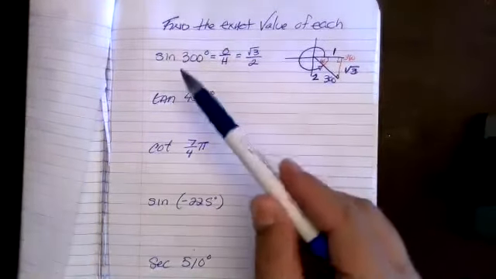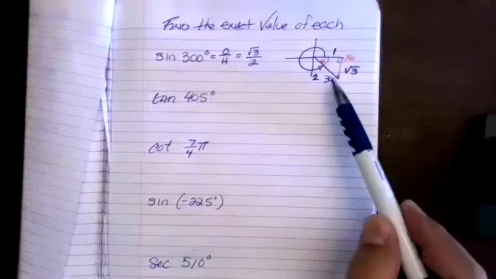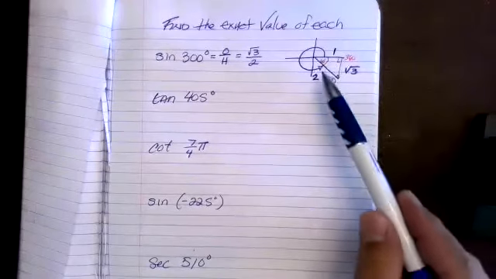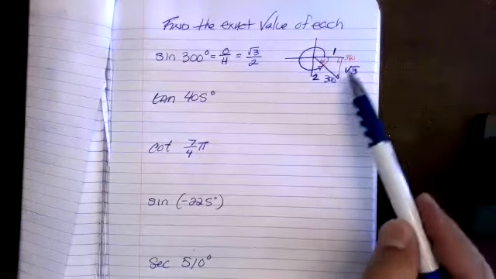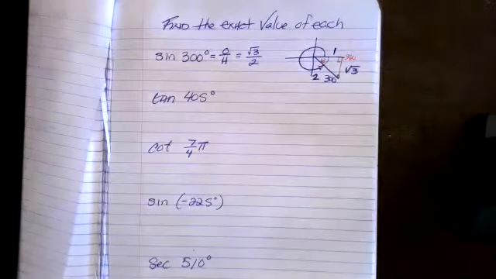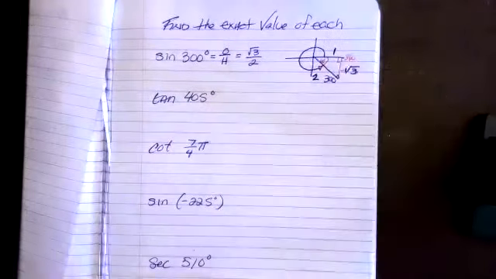So the first thing I want to do is find my terminal side, find the quadrant it's in, create a reference triangle. In this case, it's a special triangle, so I know all the sides. In fact, my only error here is this should be negative radical 3.